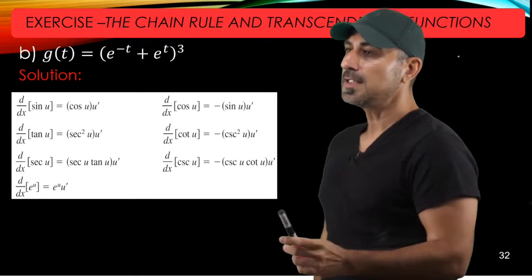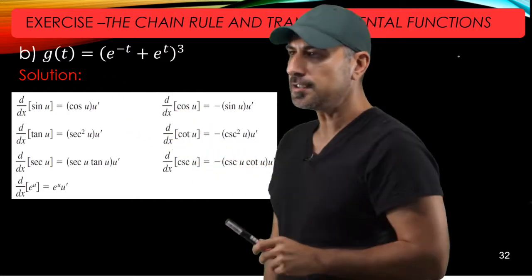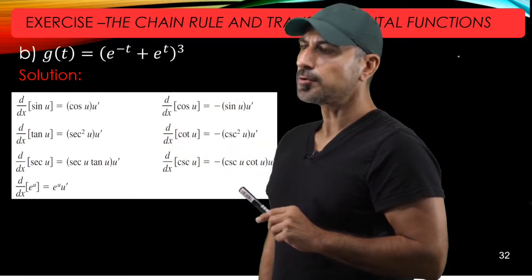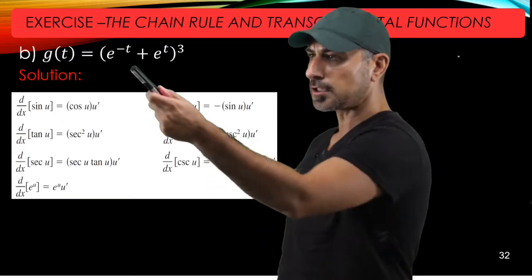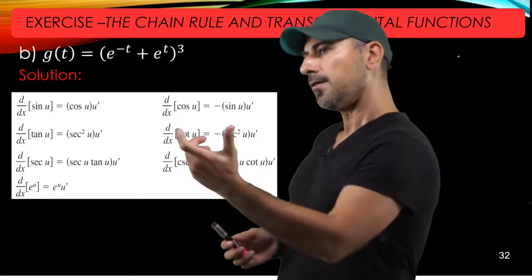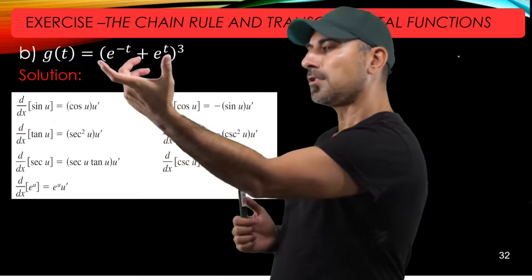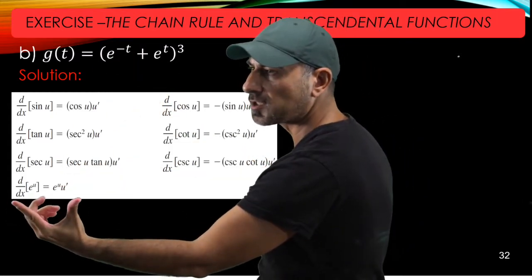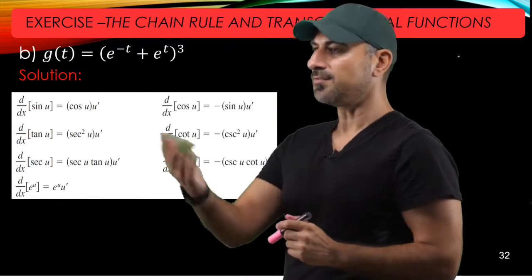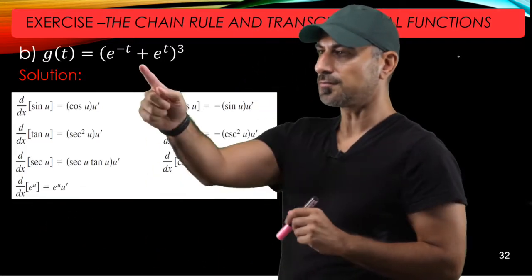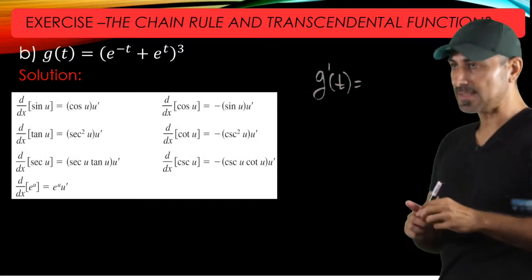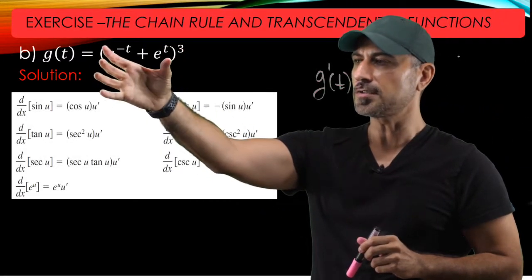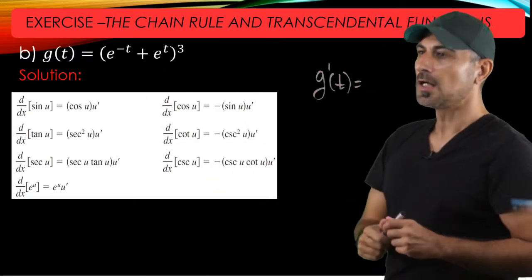All right, for part B, we are given g equal to e to the minus t plus e to the t, raised to the power of 3. And we are going to use the chain rule to take the derivative of g. When we use the chain rule, to find the derivative of the inner function, we're going to utilize this formula that tells us how we take care of the derivatives of each piece here. The chain rule says that we have the inner function and the outer function. The outer function is taking the cubic power of the inner function.